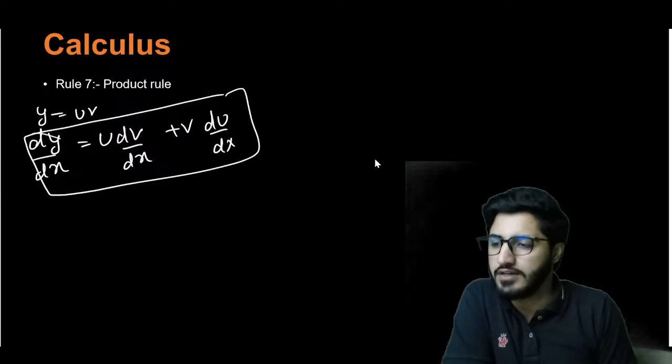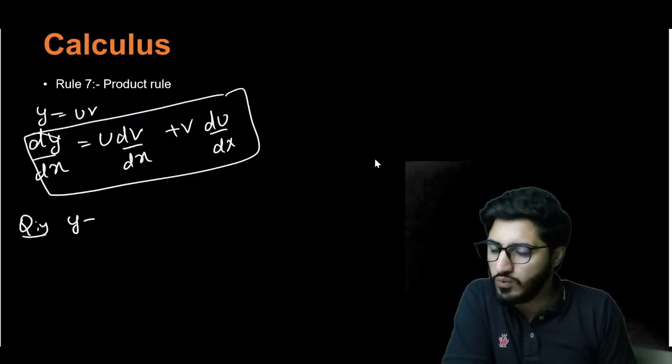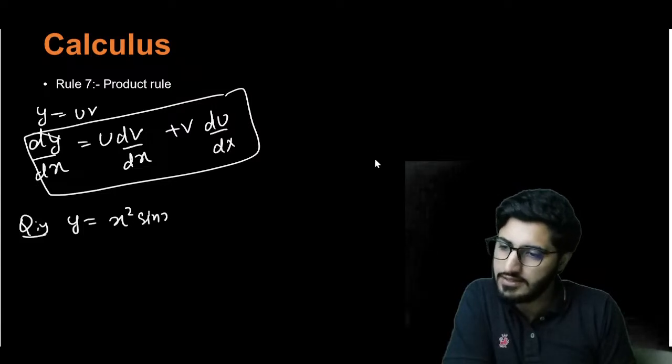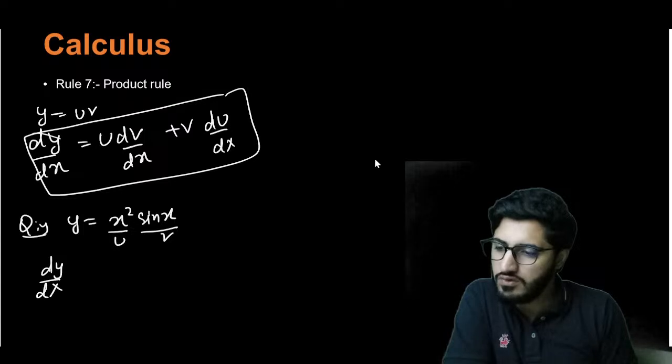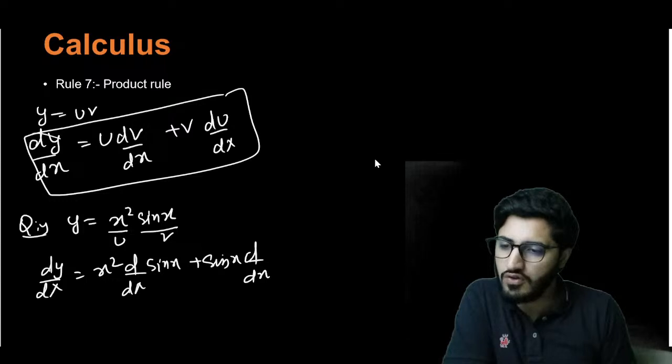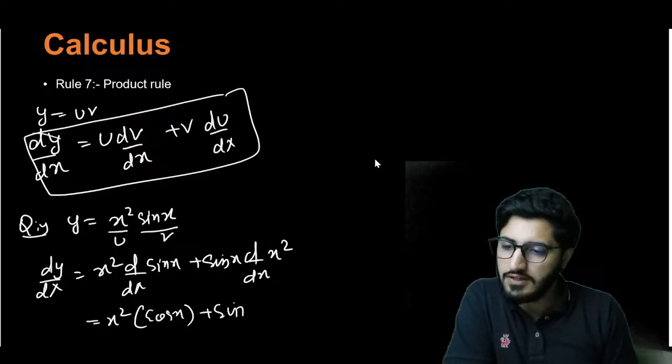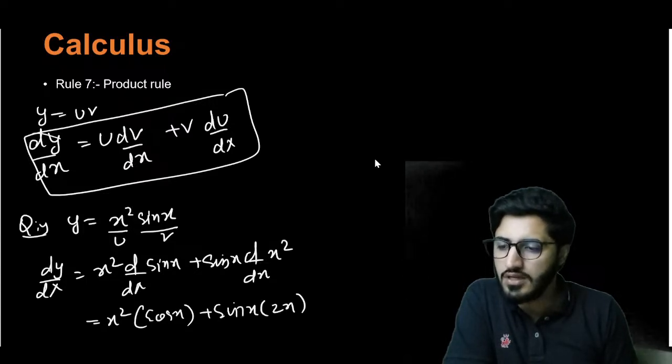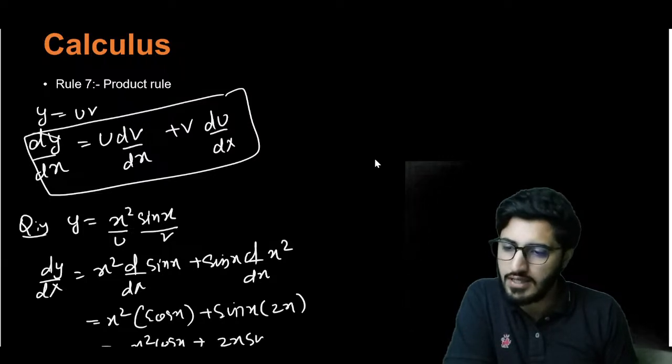Let's take one example to get it. If my question is y equals x square sine x, treat this as u and this as v. So how can we do it now? Take x square outside and differentiate sine x, then plus sine x times the differentiation of x square. You can write it this way: x square times cos x plus sine x times 2x. So my answer came out to be x square cos x plus 2x sine x.